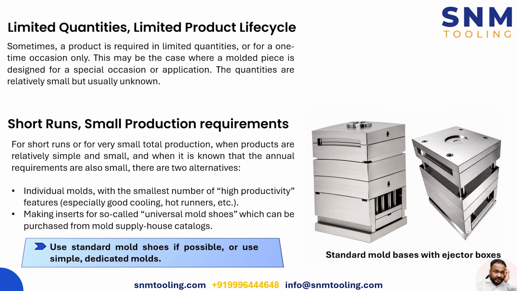And as well as when the products are simple as well as on a smaller side, right? And we know that the annual quantities are also small. So there are two alternatives here. Either we choose a mold with the least amount of high productivity features, such as hot runners or good cooling, or we use a universal mold shoe and make cavity and core inserts for those products and insert them in the universal mold shoe.